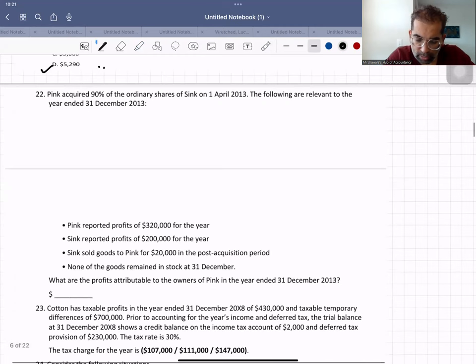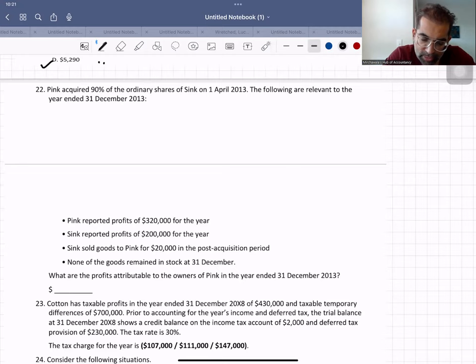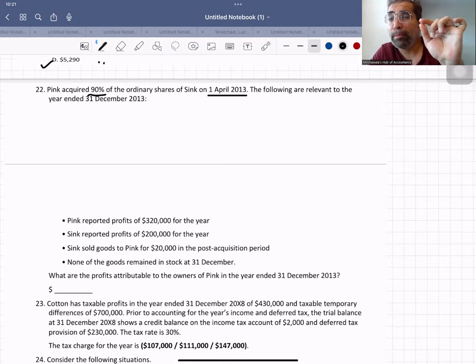Next one. So once again, you have consolidation. Pink acquired 90%. That means 10% is NCI. Of Sync on 1st April. The date is very important. 1st April 2013. The following are relevant to the year ended 31st December 13. That means this is a mid-year or part-year acquisition case.